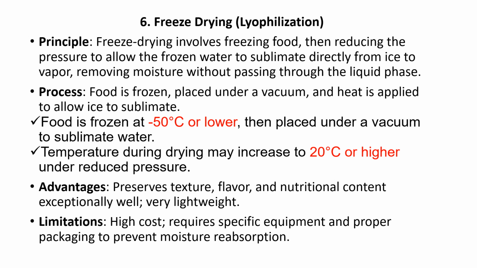Okay, and this prevents the spoilage of the food. And the process here is: food is frozen, placed under a vacuum, and heat is applied to allow ice to sublimate. Okay, now food is frozen at minus 50 degrees Celsius or lower. First they are frozen and then placed under vacuum to sublimate water, and the temperature during the drying may increase.